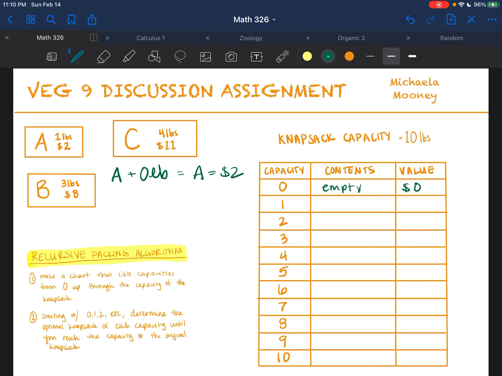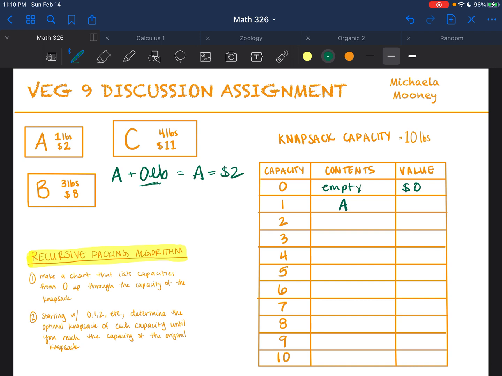That might be a little confusing at first, but it's going to make more sense as we go on. 0 is kind of complicated because there's nothing in it, so it doesn't really show you how using the previous ones helps you find the optimal capacity for the next ones. But bear with me, I promise it's going to make more sense as we go along. So for our first one, the optimal capacity is going to have A in it, because A weighs 1 pound, our capacity is 1 pound.